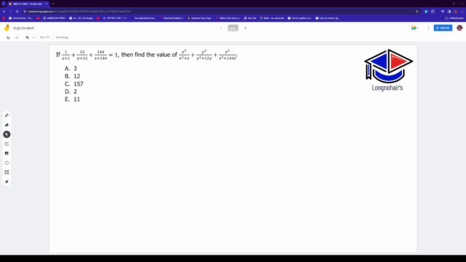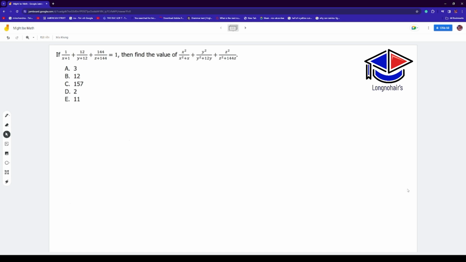Today we're gonna have a little bit different question. I would say it's a little bit similar to the last question. So as you can see, the question is, if 1 over x plus 1, plus 12 over y plus 12, plus 144 over z plus 144 is equal to 1, then find the value of x squared over x squared plus x, plus y squared over y squared plus 12y, plus z squared over z squared plus 144z. And there's your A, B, C, D, and E.